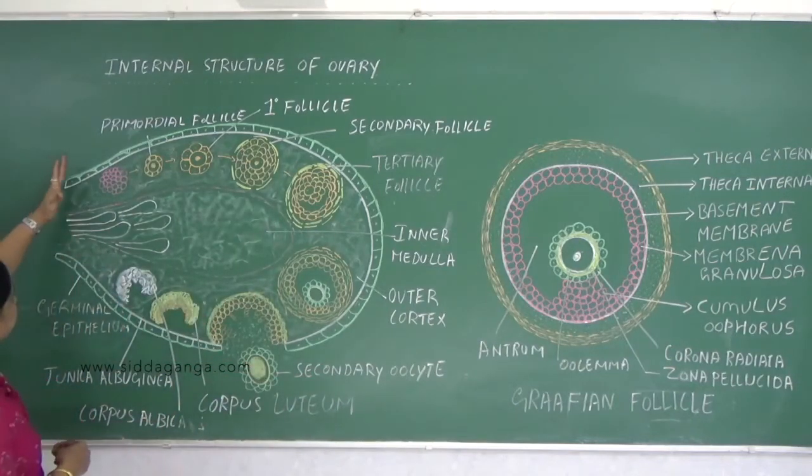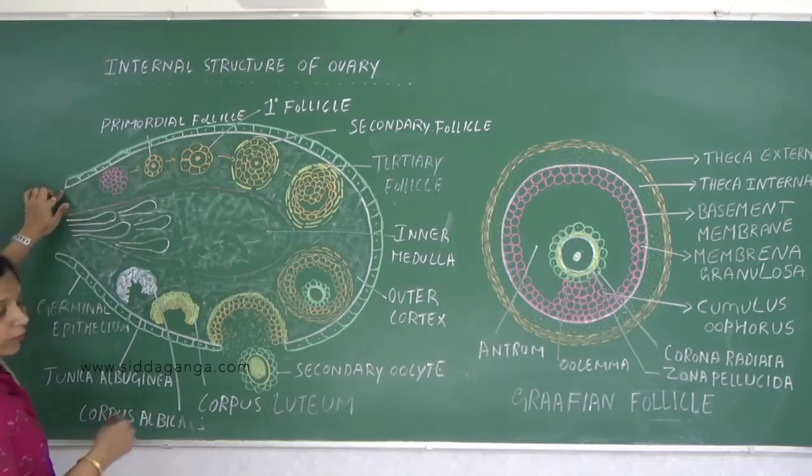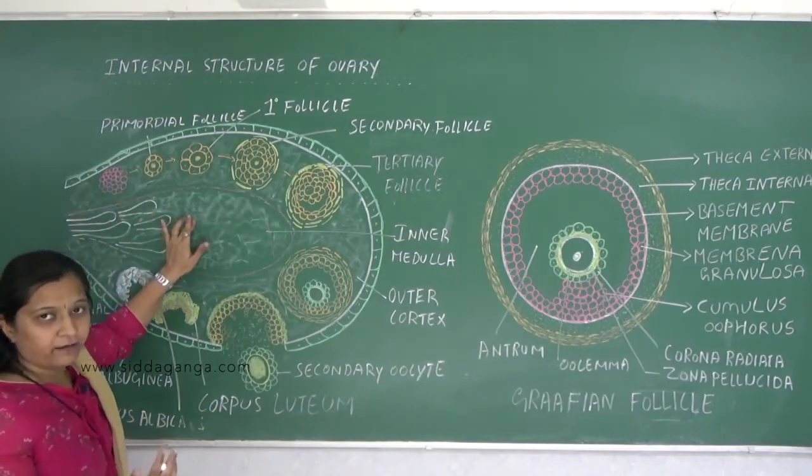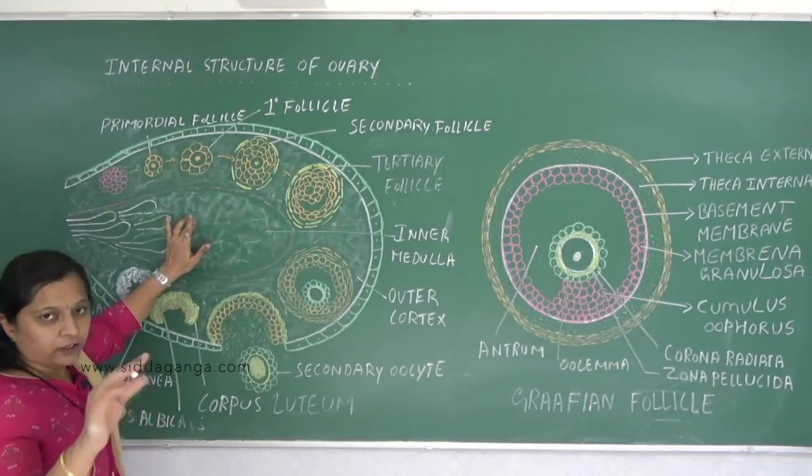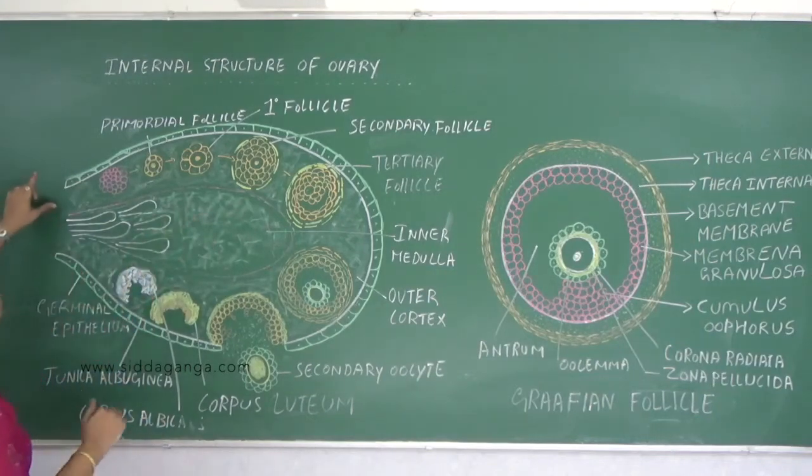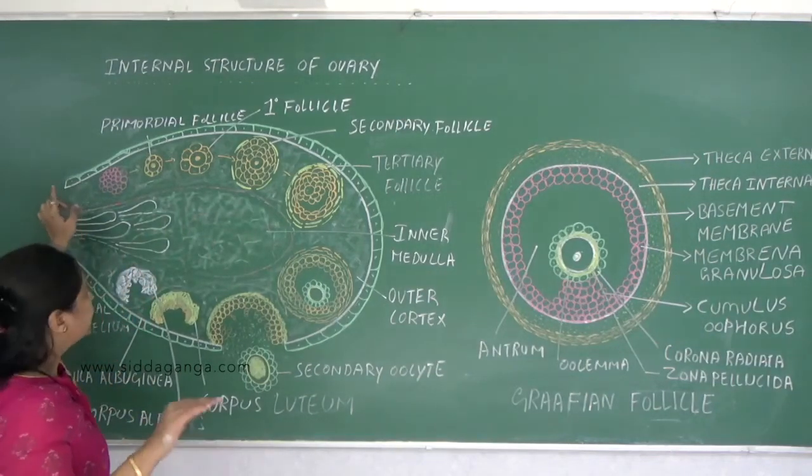Now how many ovaries are there? They are paired, right? So there are two ovaries present. They are located in the lower abdominal cavity.